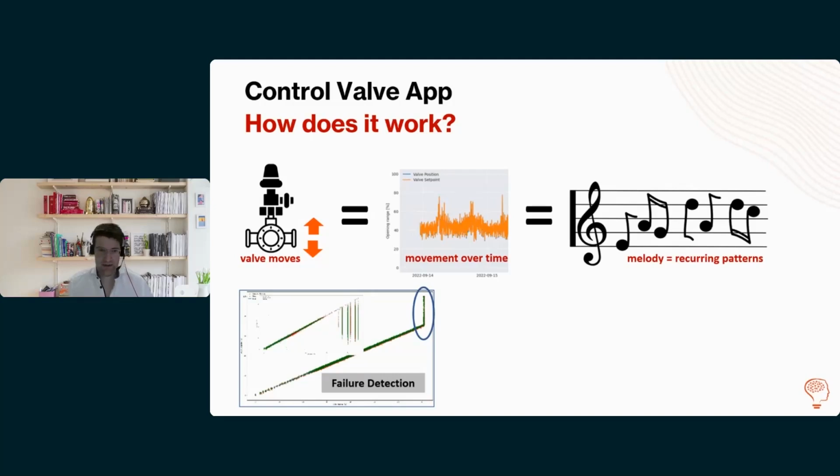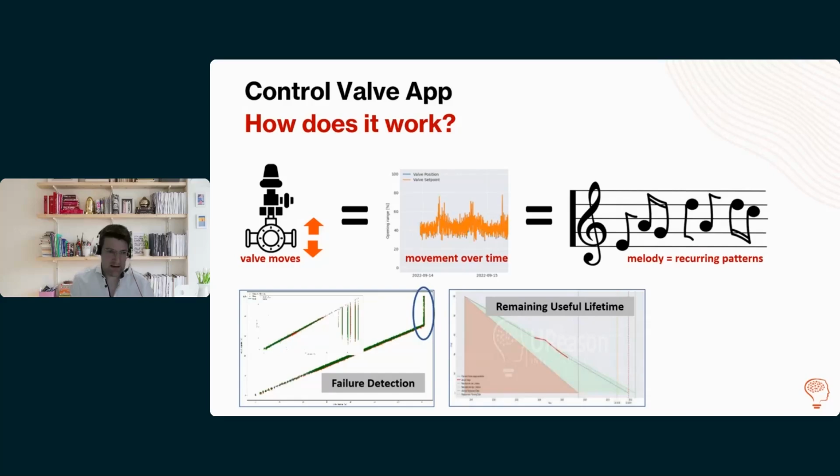Each failure corresponds to a pattern in the movements. You can recognize that. Also, you can not only detect the failure after it has happened, but you can also detect the onset of a failure. So before the failure happens, something in the music of the valve is changing. You can detect it and generate early warnings.